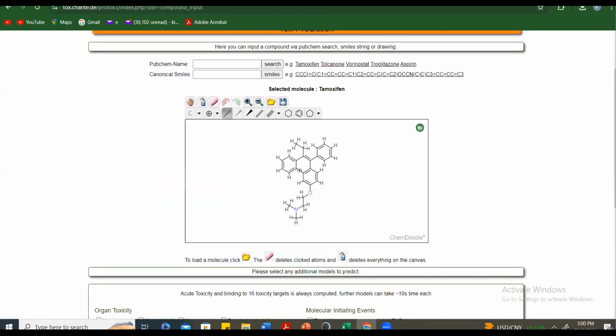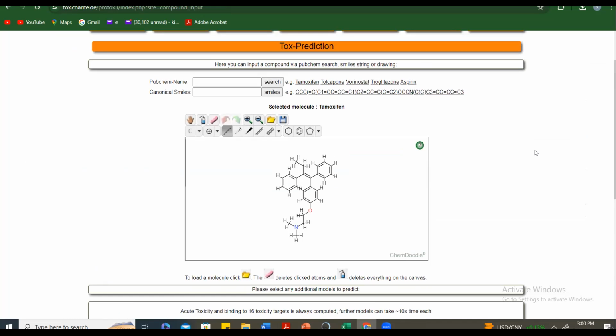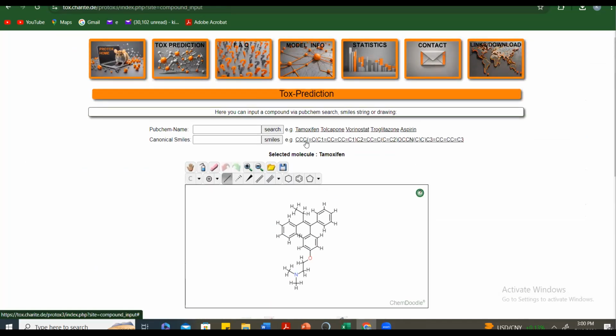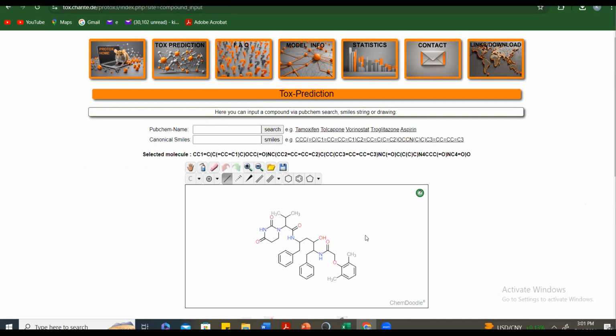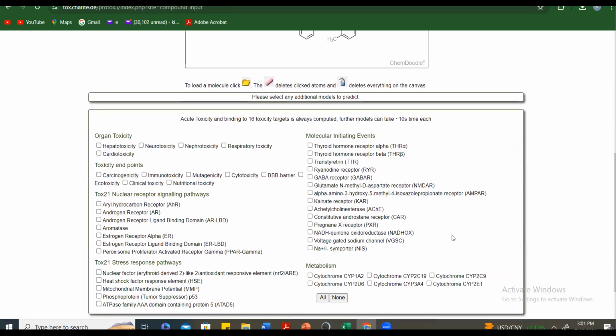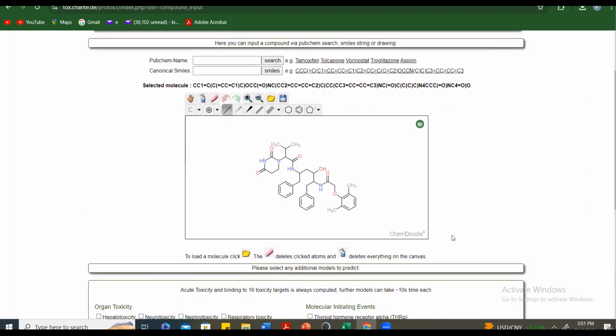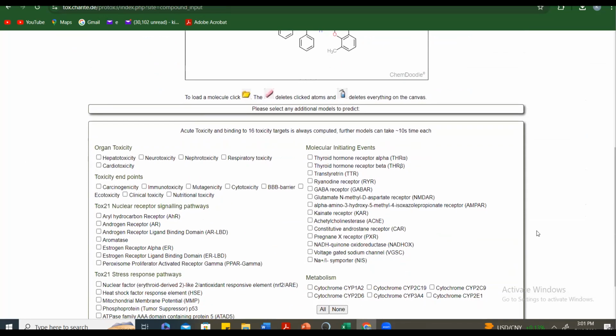Now, don't forget we are using this drug as an example. Let's copy the smile. Let's go back to toxicity. If you are connected to the internet, you can search for the drug or you can paste the canonical smile. In this case, I'm pasting the smile. So click on smile. This is the drug, right? That is the drug. So let's now choose prediction.